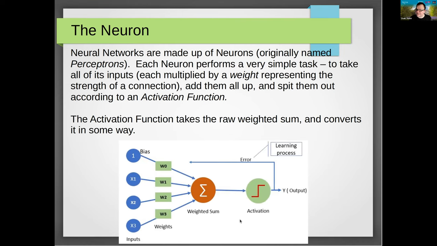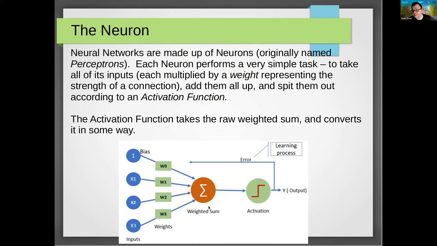So just a reminder of neural networks, which we're going to use. Remember, neural networks are all built around a network of neurons. Each neuron is performing a relatively simple task. It's taking in a number of inputs which travel along connections, each of which has a weight. It takes a weighted sum of those inputs. So it takes that multiplied by that, plus that multiplied by that, etc. Adds them all up and then chucks them out to an activation function.